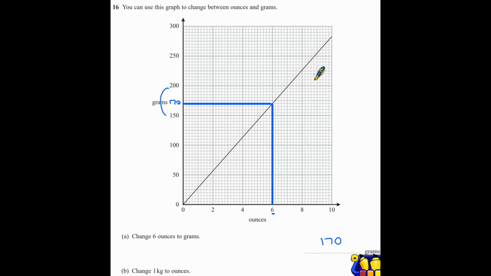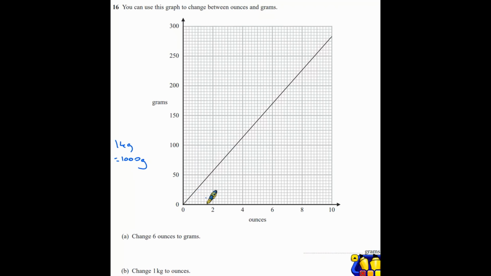Now, part 2 says change 1 kilogram to ounces. Now we've got a problem here because our graph only goes up to 300 grams. It doesn't go to a kilogram. Therefore we have to know that 1 kilogram equals 1,000 grams. We need to make up 1,000 grams.